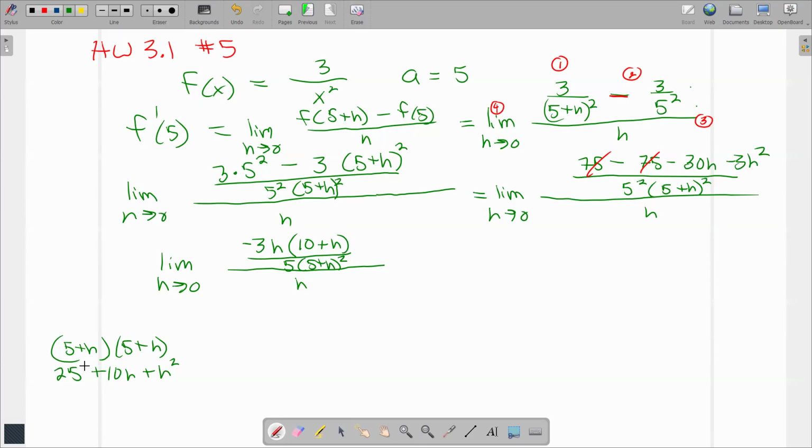Okay, what can I do with this? Well, I have an h in the upper numerator and an h in the very bottom. So if you don't realize those cancel, you could rewrite this as the limit as h goes to 0 of negative 3h times (10 plus h) over 5 times (5 plus h) squared. And instead of dividing by h here, I'm going to multiply by 1 over h. Then it's more obvious that these h's divide out.